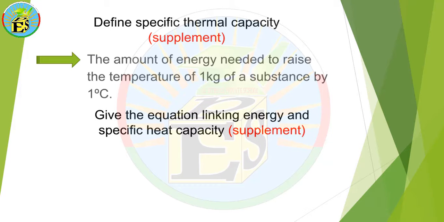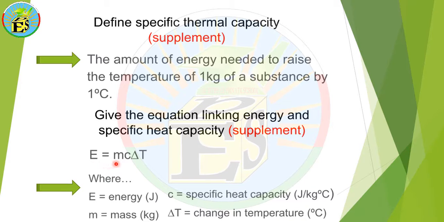Give the equation linking energy and specific heat capacity. How can we calculate the amount of heat needed to raise the temperature of the matter by 1 Celsius? This equation: E is the amount of energy, m is the mass of the matter, c is the specific heat capacity, and delta T is the temperature difference, where E is energy in joules, c is specific heat capacity in joules per kilogram Celsius, m is mass in kilograms, and delta T is the change in temperature in Celsius.